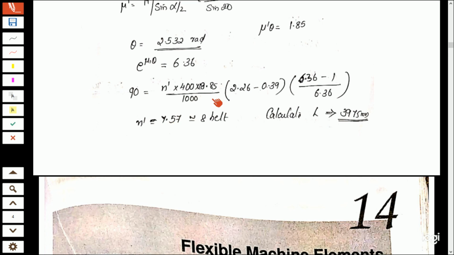Maybe some correction will be there if you change this to 2.1. You can have some change. Sometimes it can be 7, it can be 6. Anyway, please make that correction. I have wrongly written this as 2.26. It is 2.1 because the value is given as 2.1, or this is the value as I have assumed. Anyway, so I will get the value of n dash, and after that I will calculate the value of L.